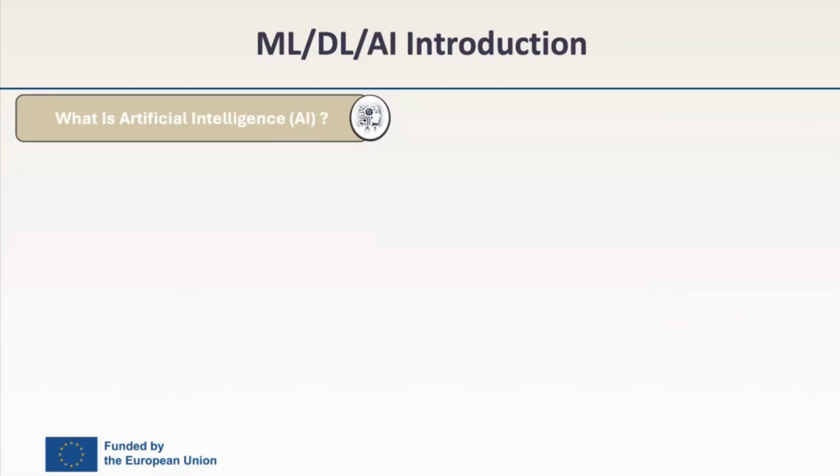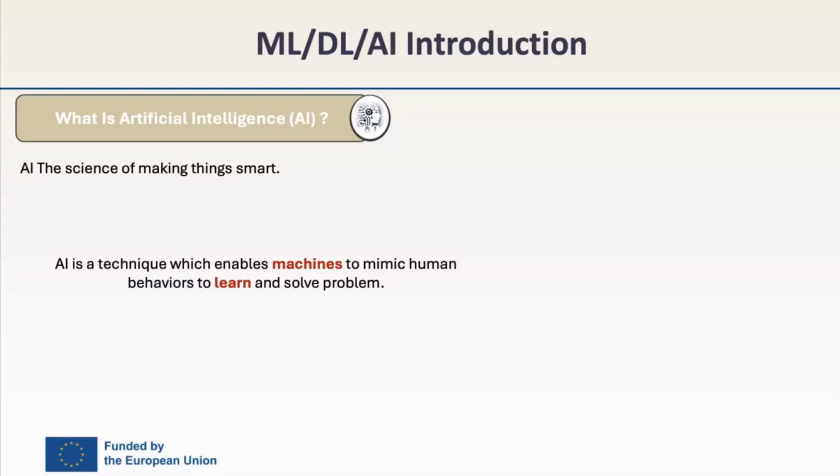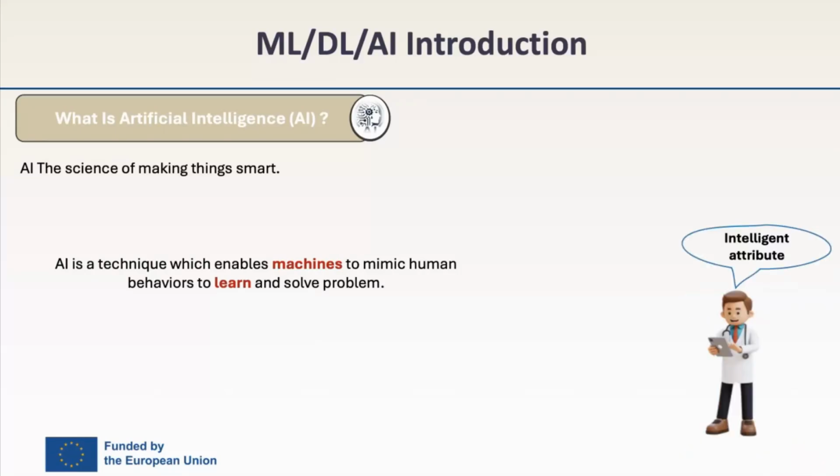Hello. So in order to know how we can apply AI in chiplet reliability, we need to understand what we mean by AI. Actually, AI is just the science of making things smart. Or, to be more specific, AI is a technique which enables machines to mimic human behavior, to learn and solve problems. All of AI is actually about learning.